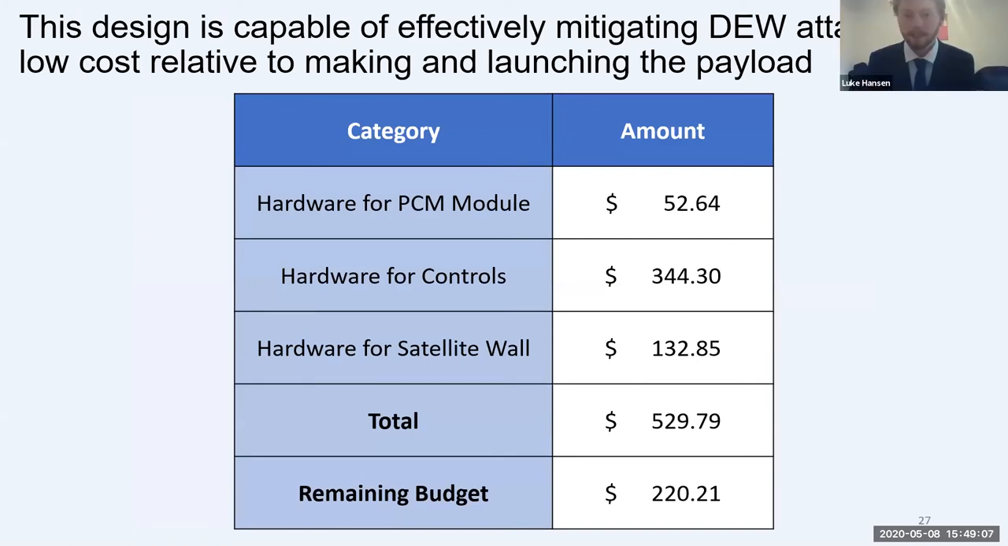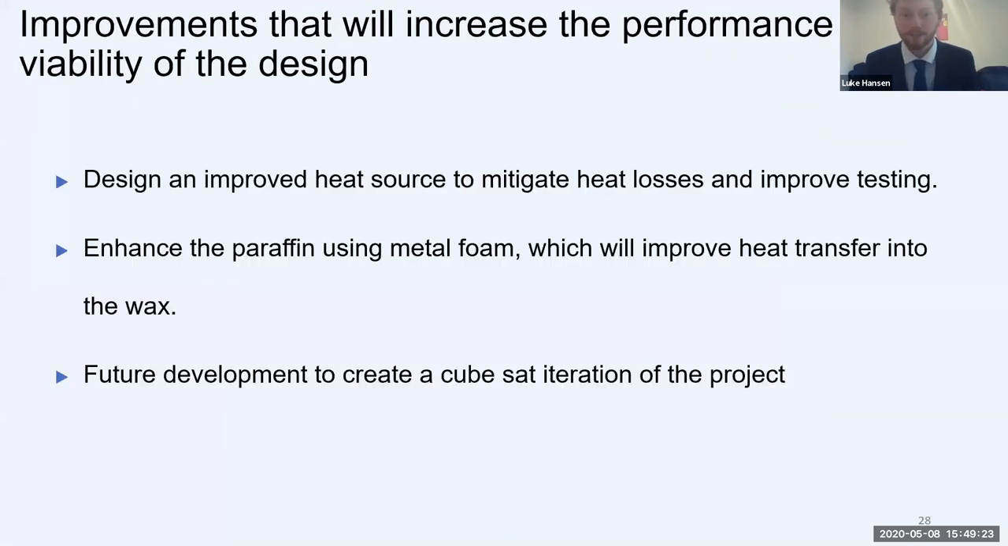And this is our final budget. We spent $529 and had $220 left over, which shows that this is fairly economical compared to space applications. And then for our final thoughts on the project, we have a few things that we'd like to tweak in the future. Definitely an improved heat source for better testing. We also would like to enhance the PCM module with a metal foam inside the wax to spread the thermal energy even more effectively than it already is.